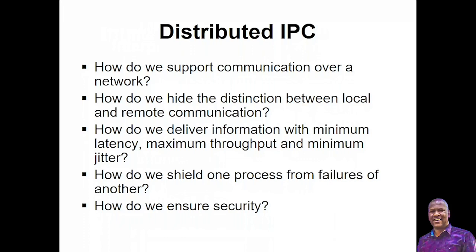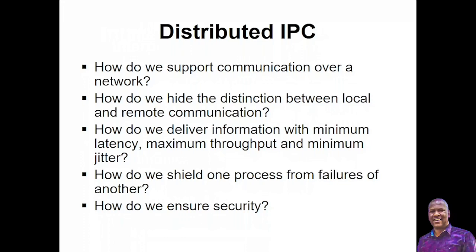So how do we support communication over a network? Do we have the right infrastructure? Do you have the protocols and so on? How do we hide this distinction between local and remote communication? We're going to look at maybe how the remote procedure call, or using the stub way of maybe having some kind of abstraction layer, so that we eliminate some technicalities when two processes communicate remotely.